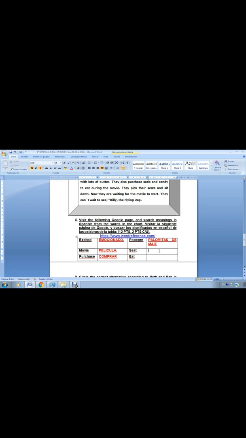And the next word says seat. La siguiente palabra dice seat, that in Spanish means, que en español significa asiento o silla. And finally, y finalmente, the word eat, la palabra eat, that means, que significa comer. So, entonces, these are the meanings in Spanish that you have to write. Estos son los significados en español que ustedes deben escribir.